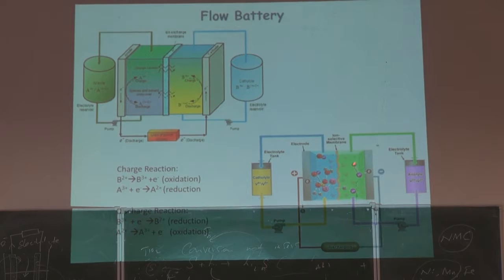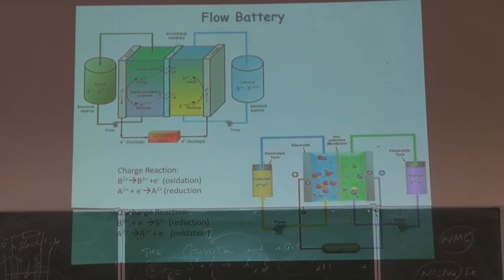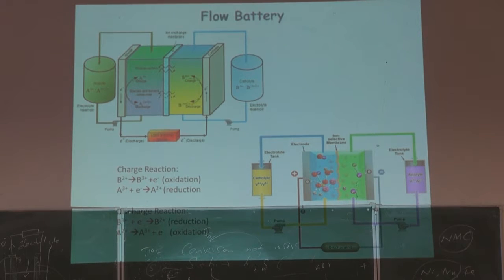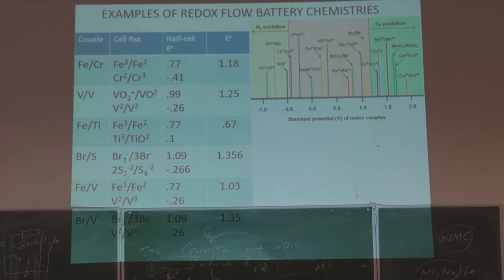Still you need to have a membrane, so only one kind of ion can go from one side to the other side. But already they have large flow batteries commercially available. There are several companies making these batteries. Not only vanadium, they also have redox couples like iron chromium, iron 2+ to 3+, and then iron titanium, bromine sulfur, iron vanadium. There are many flow batteries. We call these the redox couples.